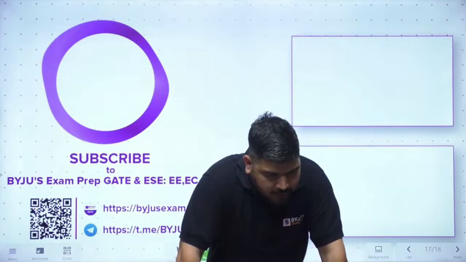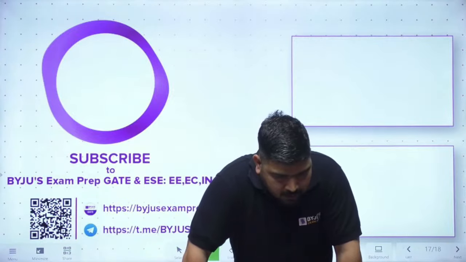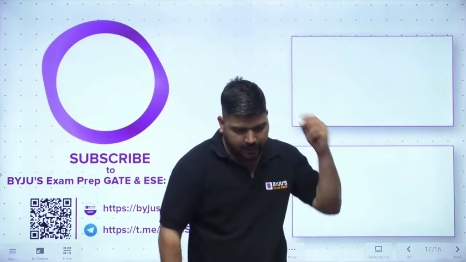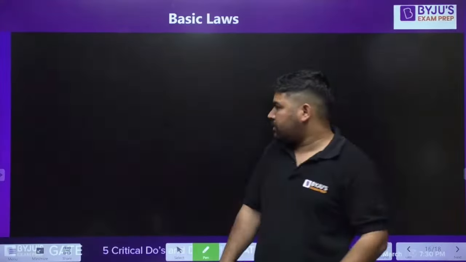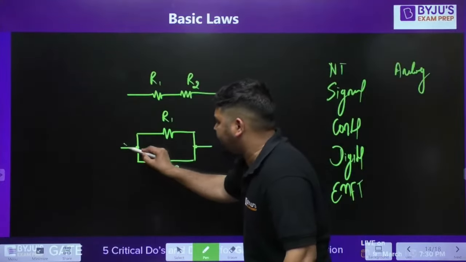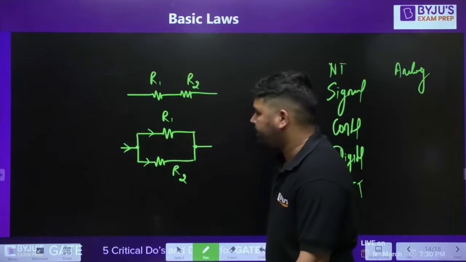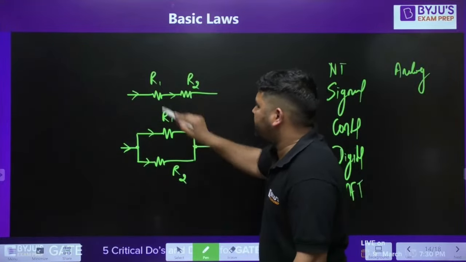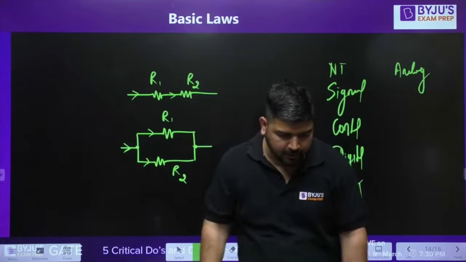In series, the same current flows, while in parallel, current gets divided. Yes, that's true, because in parallel, whatever current is there, it will be divided. In series, there is no division of the current. It will go like this.